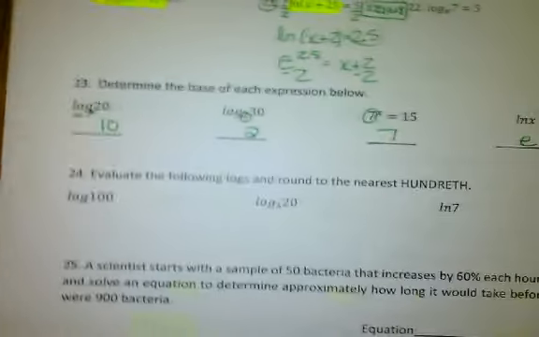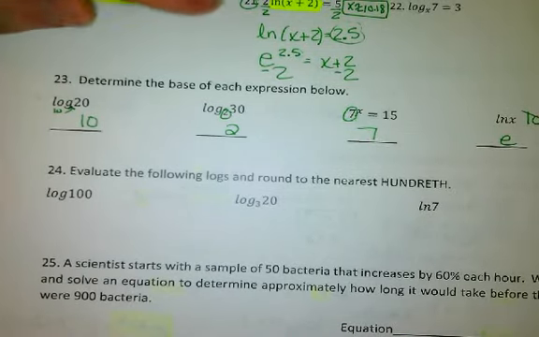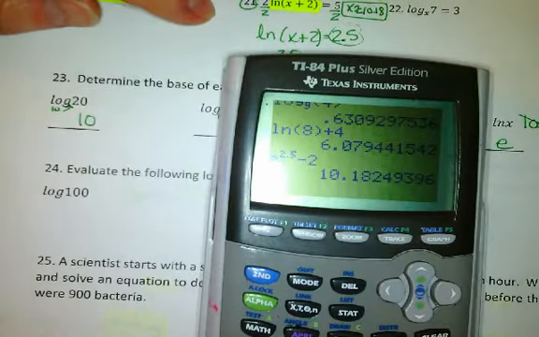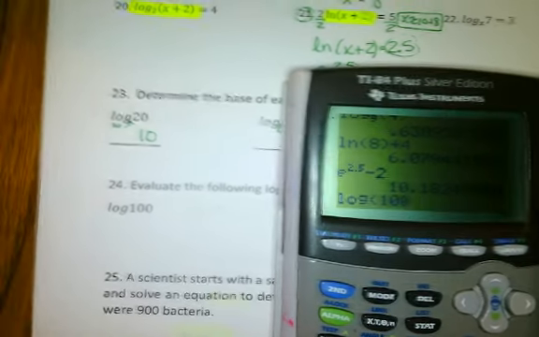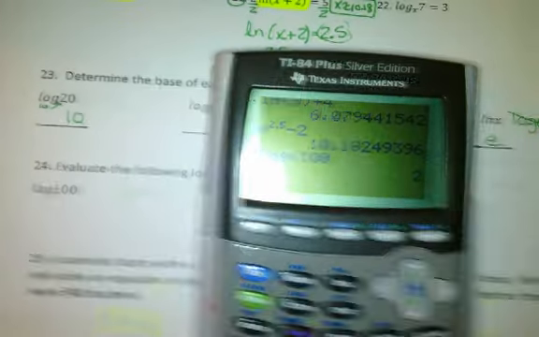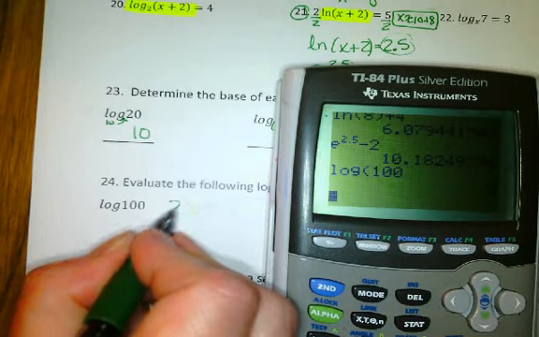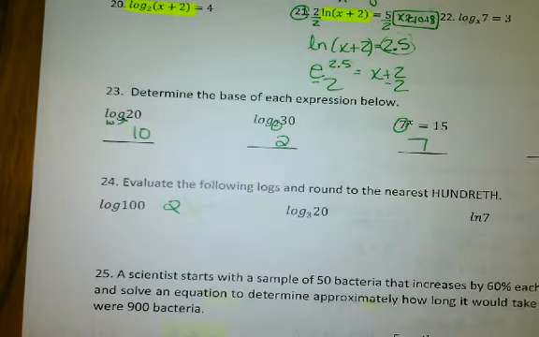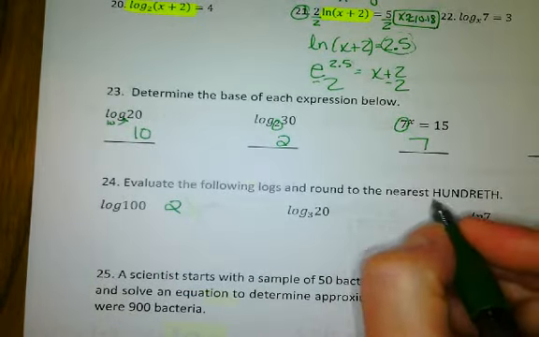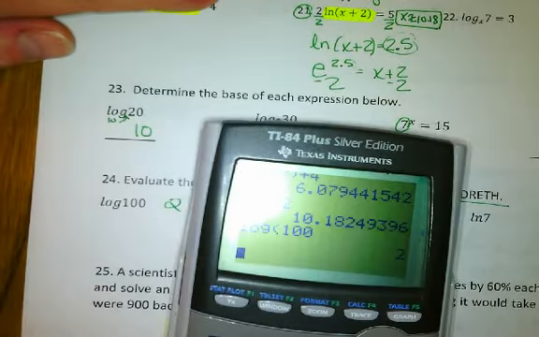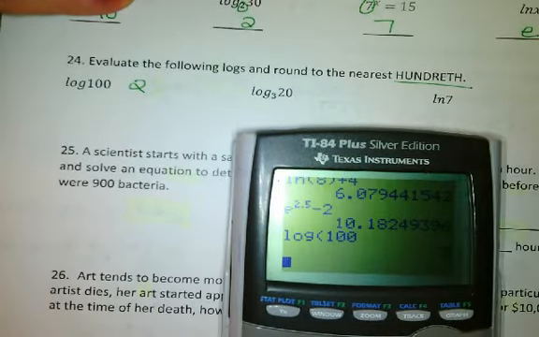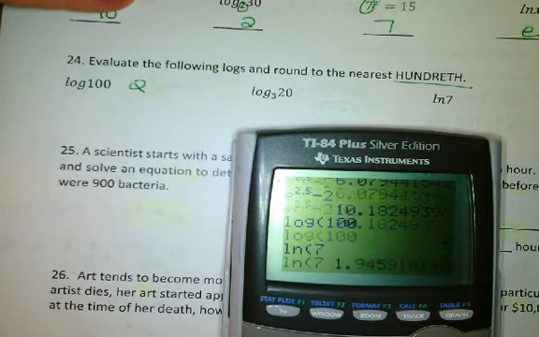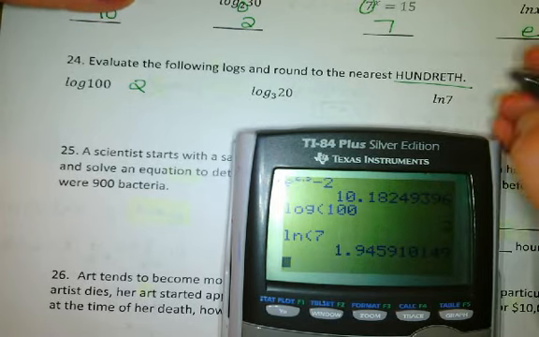Okay, on this one here, they just want you to evaluate. On this one, you're really just typing it in the calculator. So if I do log 100, that just gives you 2, okay? So this is really just kind of typing it in the calculator. This is all calculator, and then you round to the hundredths. So for instance, if I was to do the ln here, so ln of 7, and that gives me 1.95.